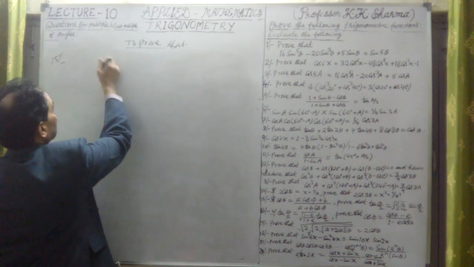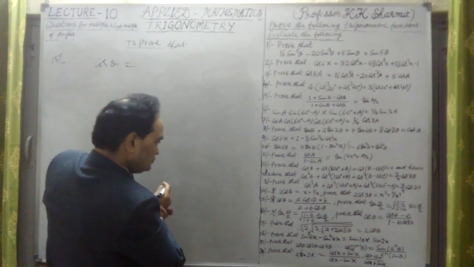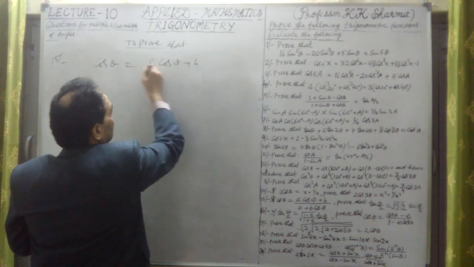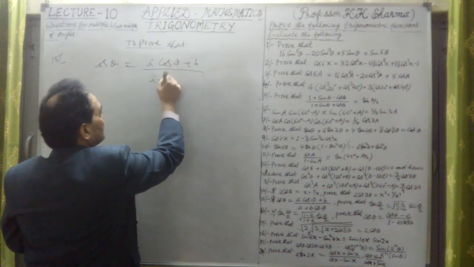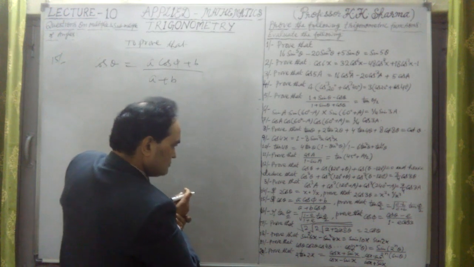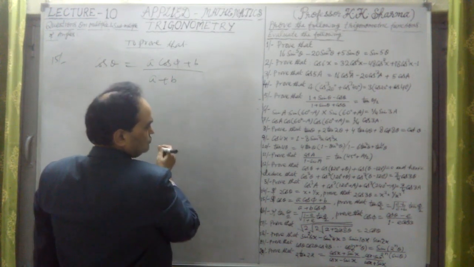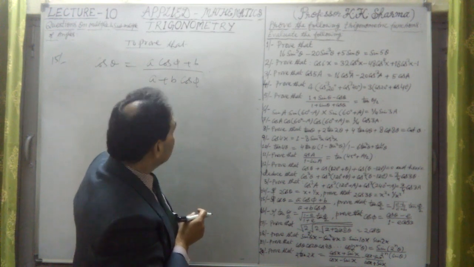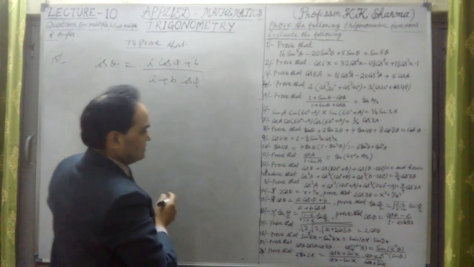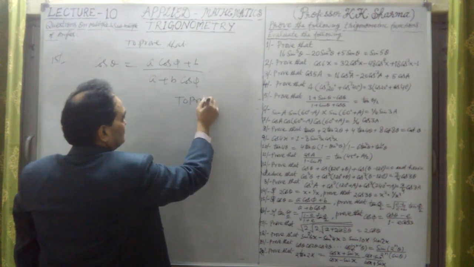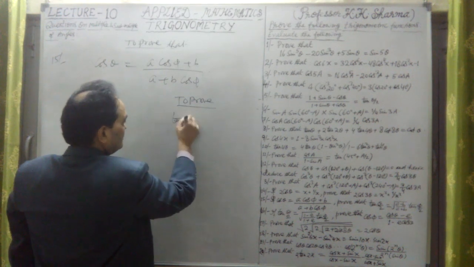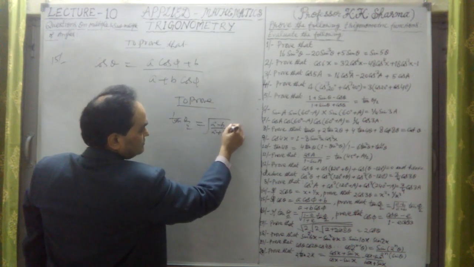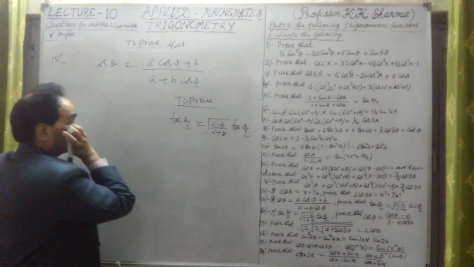We were given there cos theta. If cos theta is equal to a cos phi plus b divided by a plus b cos phi. Some mistake occurred. A cos phi plus b upon a plus b cos phi. To prove that, then we have to prove that tan theta by 2 is equal to under root of a minus b upon a plus b into tan phi by 2. Okay, this we have to prove.